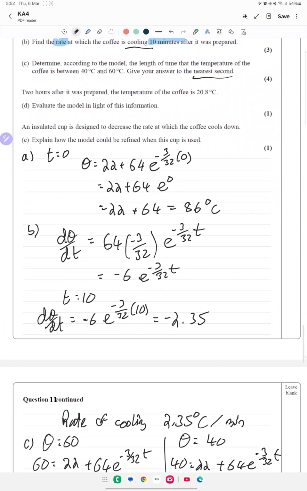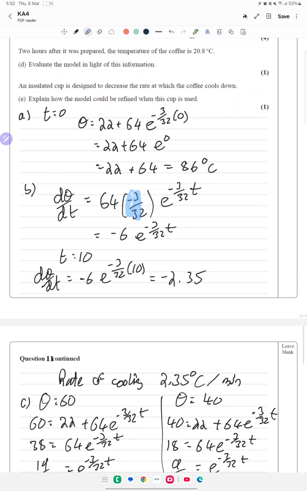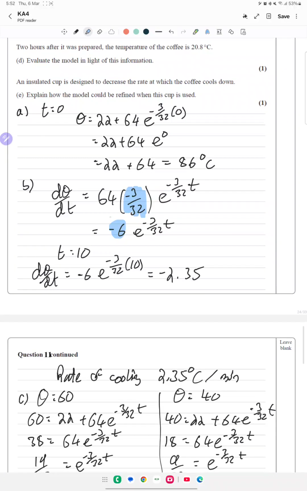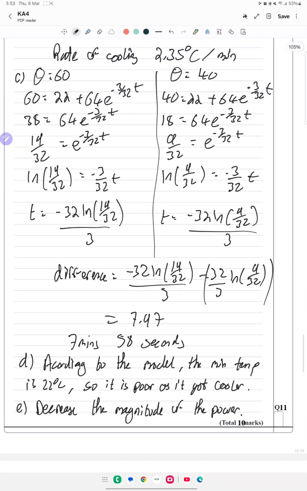And E, an insulated cup designed to decrease the rate. So, how should we change the model? Well, it's this number here. So when we times it down, that is going to determine the rate. So if we make that a number closer to 0, a smaller magnitude, say minus 1 over 32, we'll get a smaller number here. So the rate will always be lower. So decrease the magnitude of the power. And that is this question done.